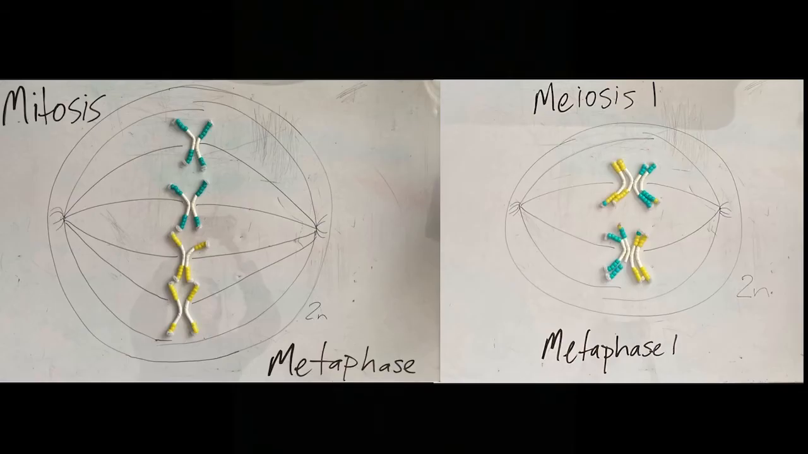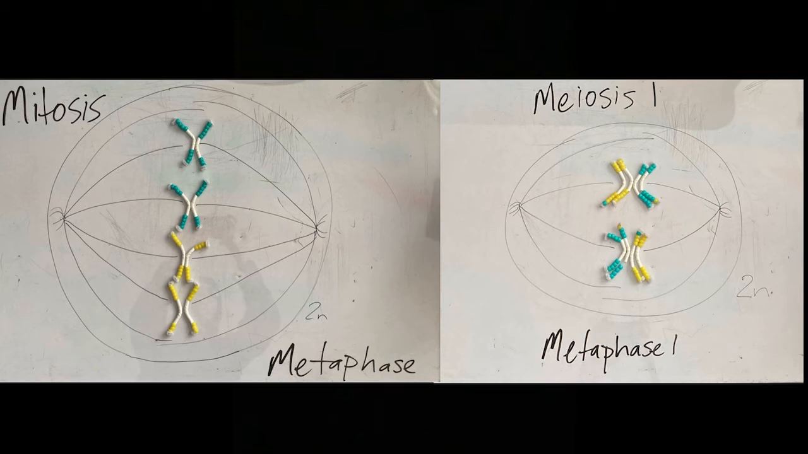The next phase of mitosis and meiosis 1 is metaphase, or metaphase 1. In metaphase, you can see the centrosomes are now at opposite poles of the cell, and the chromosomes have all arrived at the metaphase plate, so they are all lined up in the middle of the cell, and one chromatid is closer to a pole, so each chromatid is lined up with a pole, so they're all in the same orientation.